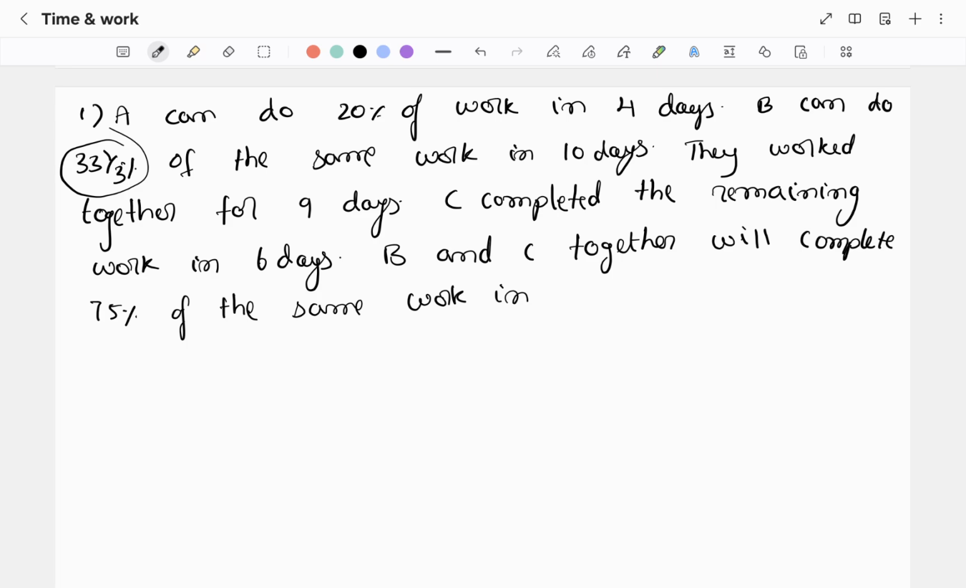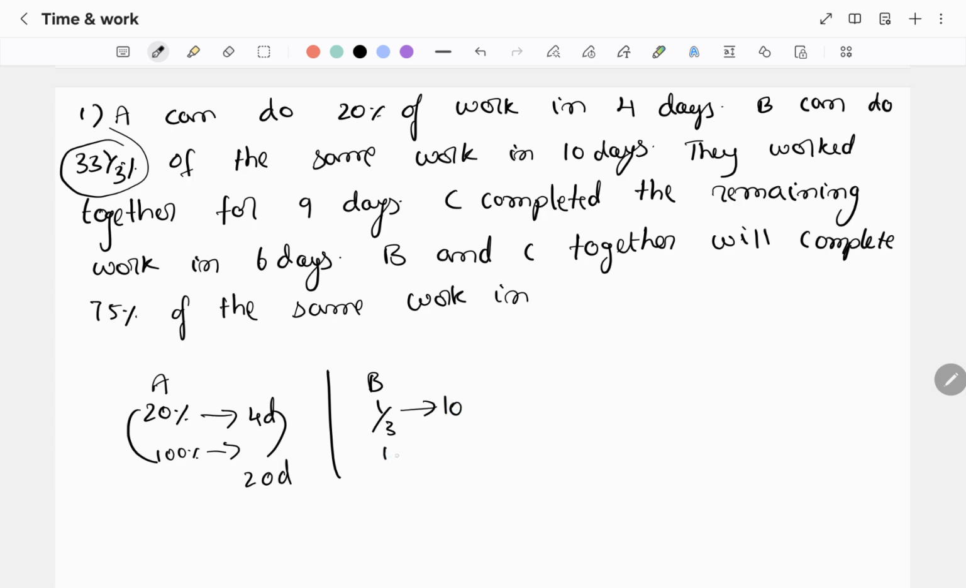Okay. So first of all, A completed 20%. Now if A completes 20% of work in 4 days, then 100% of work in 5 into 4, 20 days. Then B can do 33 1/3%, means 1/3 we can say. 20% is what? 20 by 100 is 1/5. In the same way, 1/3 of the work in 10 days. Then one work, 30 days.